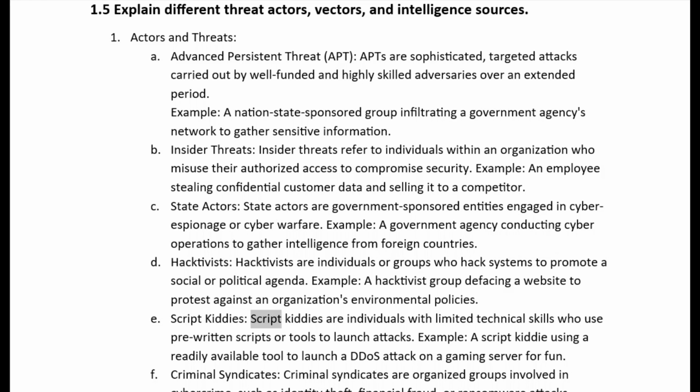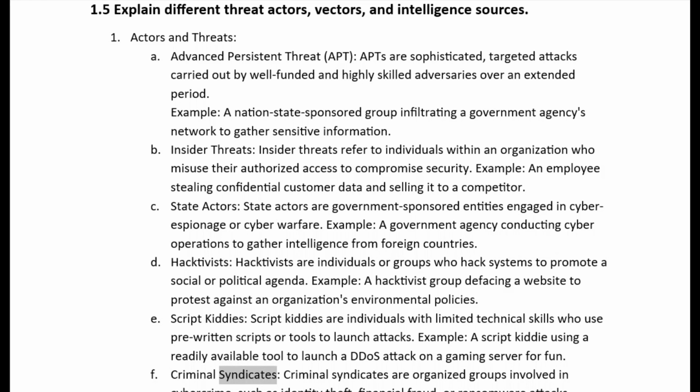Script kiddies. Script kiddies are individuals with limited technical skills who use pre-written scripts or tools to launch attacks. Example: a script kiddie using a readily available tool to launch a DDoS attack on a gaming server for fun.